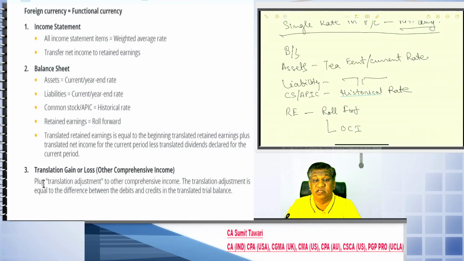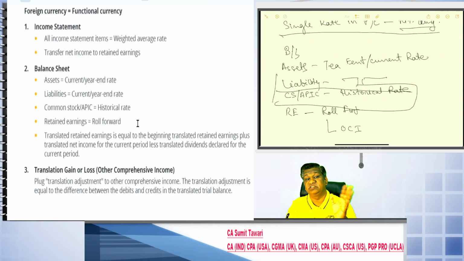So translation gain or loss arises because we are using the historical rate for the common stock and additional paid in capital. That's why a difference arises, and that translation adjustment is routed through other comprehensive income. So the translation adjustment is equal to the difference between the debit and credit of the translated trial balance. And why does it arise? Because common stock and additional paid in capital we are converting with the historical rate, not the current year-end rate. So you need to understand that. Translation is quite easy.